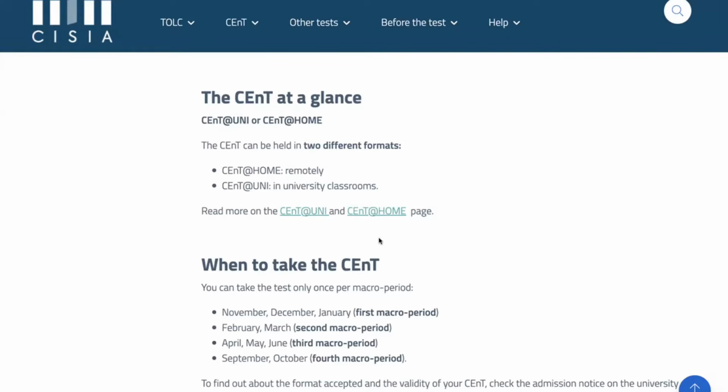So basically it doesn't matter. You can choose online or you can choose to go to university and take the test there. My recommendation is to go in person. If you have the opportunity to go to university and take it offline, it's better to do it, because online it's a little bit hard since it takes time for them to check all the participants.